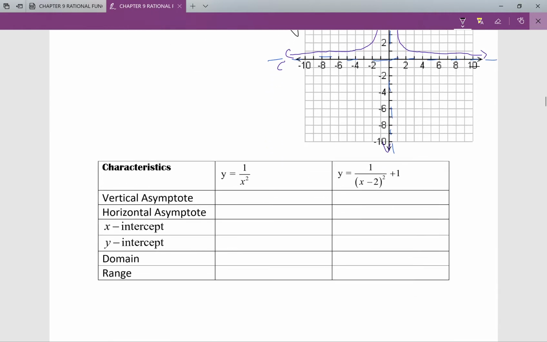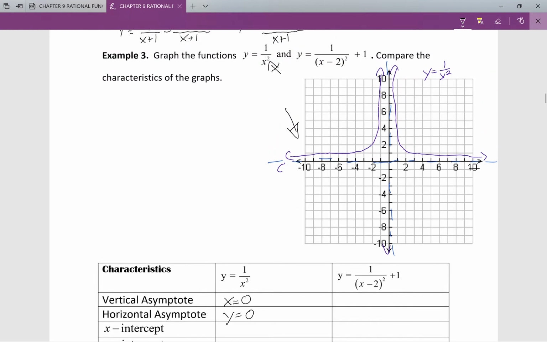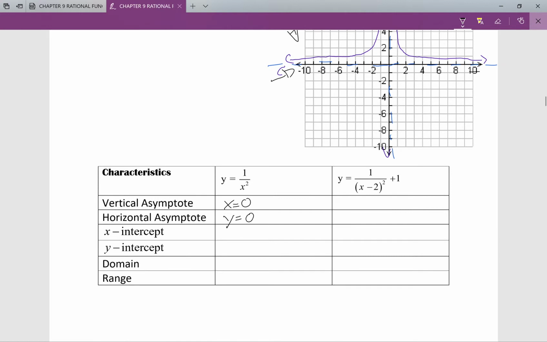Scrolling down here, my vertical asymptote, we see it remains at x equals 0. As well, my horizontal asymptote is going to be at y equals 0. Now for my x- and y-intercepts, if we scroll up and look at this, we'll notice something interesting. It doesn't cross the x-axis because there's an asymptote there, and it doesn't cross the y-axis because there's an asymptote there. So we're just going to say that it doesn't have an x-intercept, nor does it have a y-intercept.